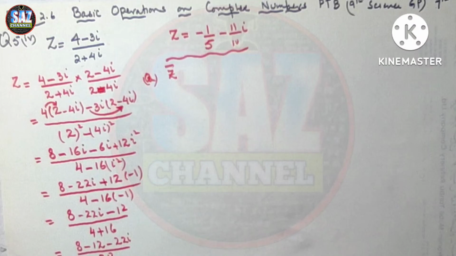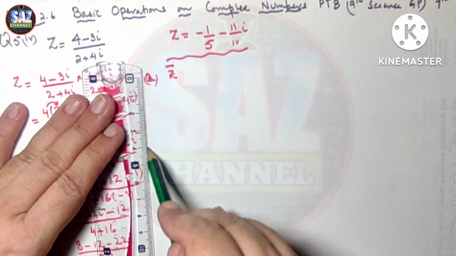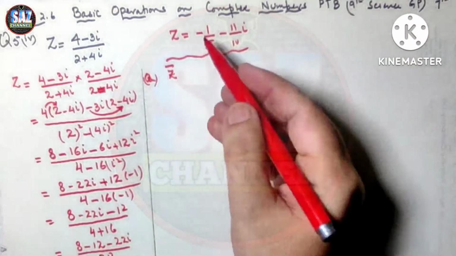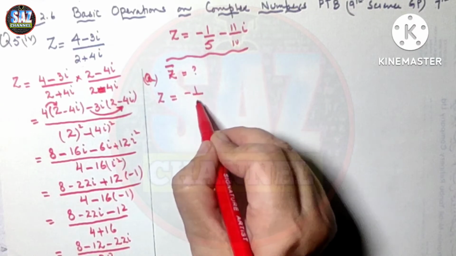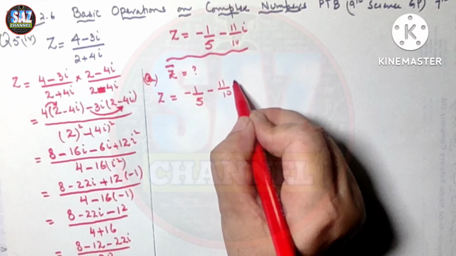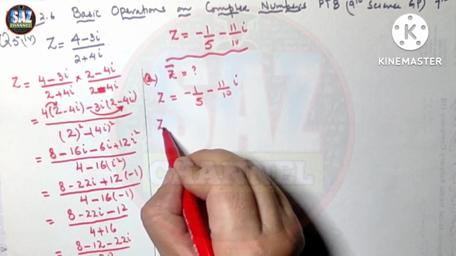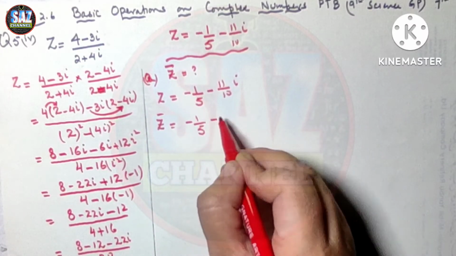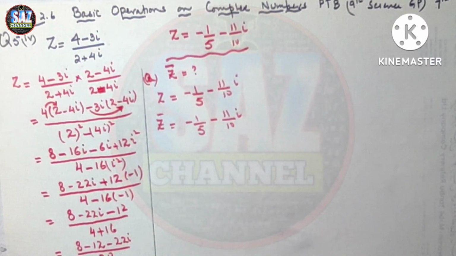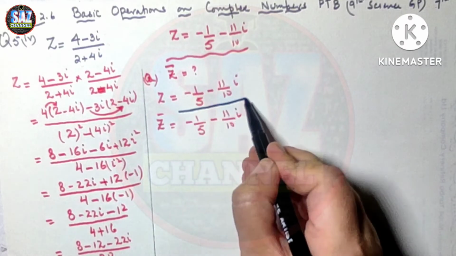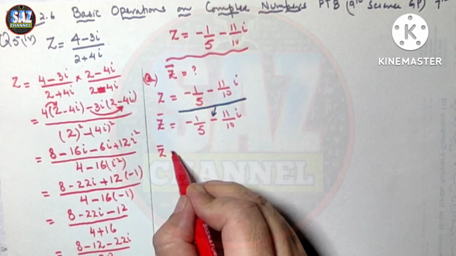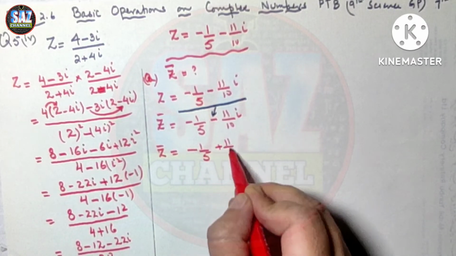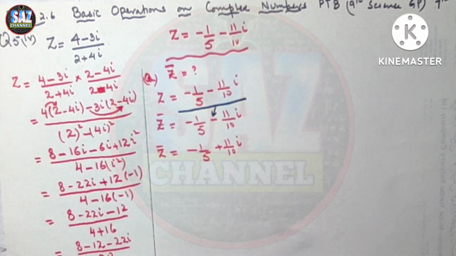Okay, and let me draw the line here so that my students should not mix working and should not get the wrong idea. Z bar. Now Z with us is minus 1 by 5 minus 11 by 10 iota. Z bar is minus 1 by 5 minus 11 by 10 iota, and let me mark the bar with a different color. This is the conjugate sign and it will have the effect over here. So Z bar will take the form minus 1 by 5 plus 11 by 10 iota. This is Z bar.